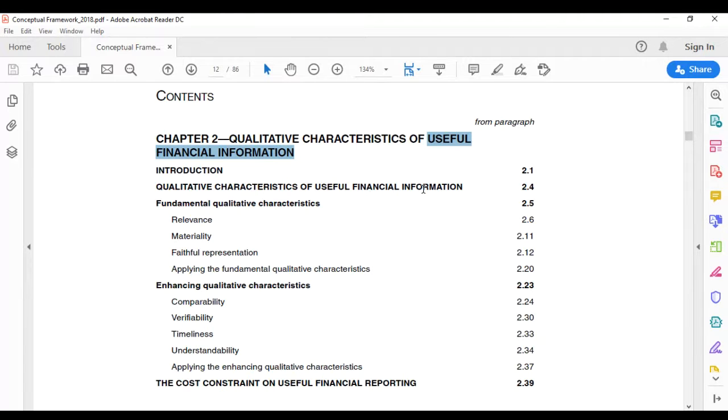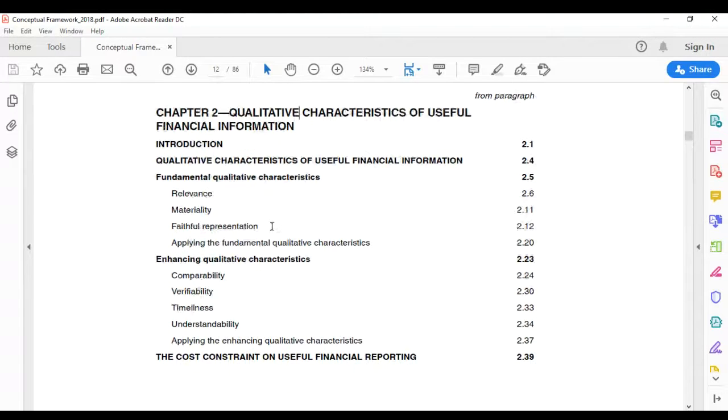As we've said, your existing and potential shareholders or investors, existing and potential lenders, and existing and potential creditors, also other entities such as the revenue service and so forth. Okay, so what is going to make financial information useful? What kinds of qualities must it have in order to make it useful?